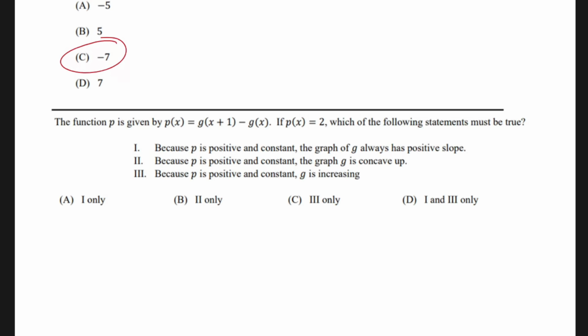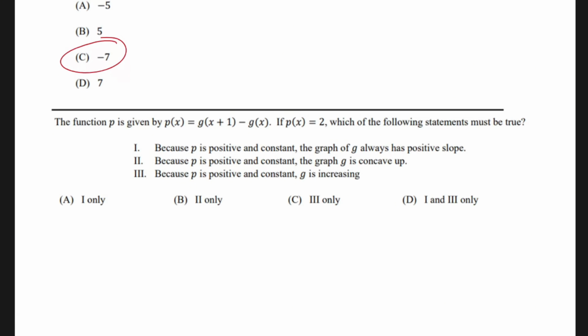Now, by saying g of x plus 1 minus g of x equals 2, it tells us that the difference between them is always 2, which means it's always increasing. So 1 states that it always has to be a positive slope. I don't know if that's the case. While it is increasing, its slope might not always be positive. It could be a step function. It could be a piecewise function. It could be something that, I don't know, is none of those. So I can't say 1 is true.